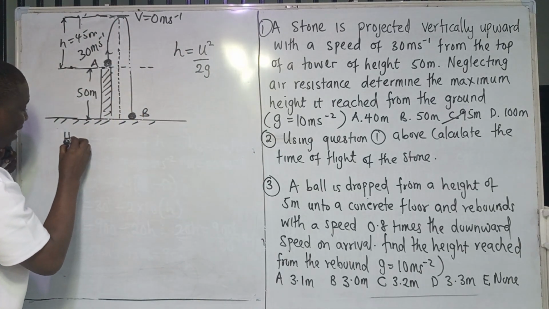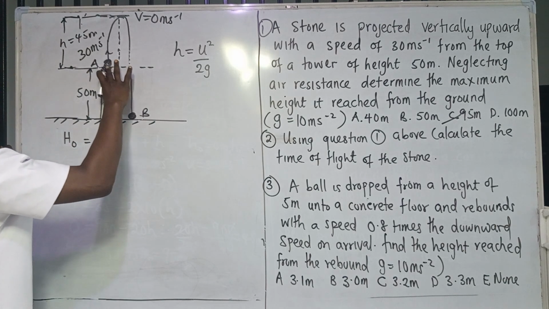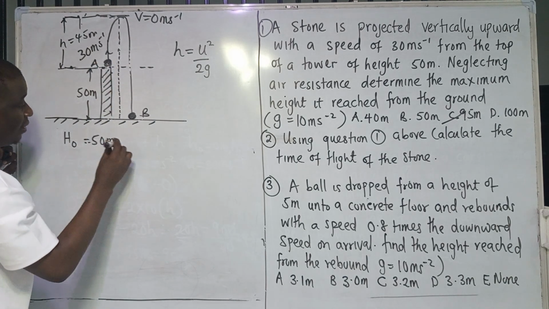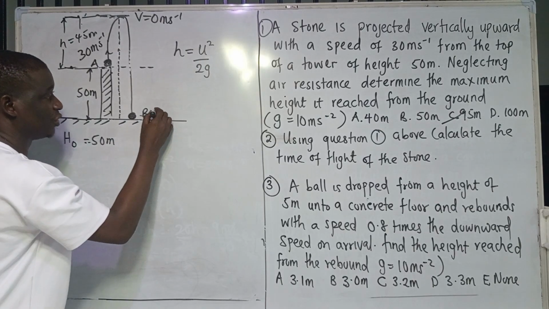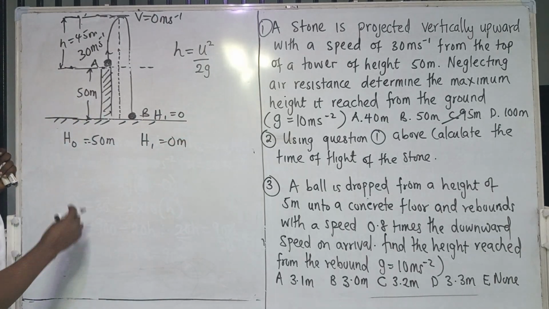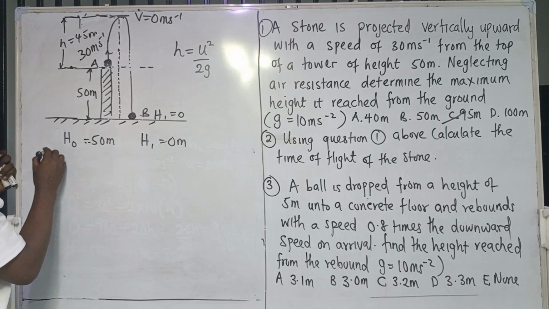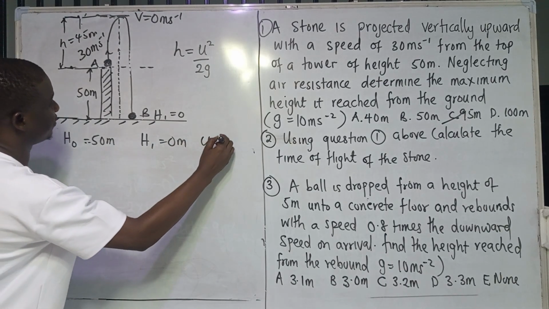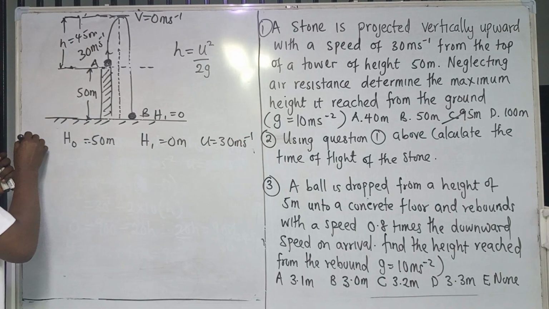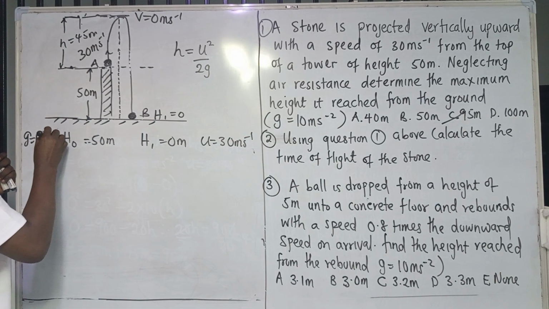So what do we have now as H initial? H initial is 50. That means it was initially at this height from the ground. Then H final, when it landed, is 0. Then we have U, which is 30 meters per second. Our G is 10 meters per second squared.